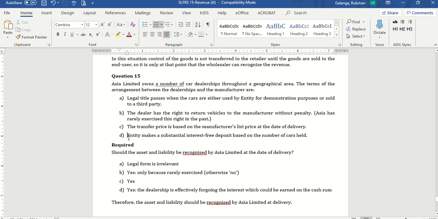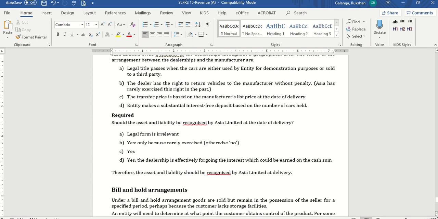Next one, the entity makes a substantial interest-free deposit based on the number of cars held. So basically you can still recognize the asset and the liabilities, because the dealership effectively gets the interest which could be earned on the cash sums, right? Through this dealership they can earn a lot. So in that case they should recognize revenue and they should recognize the asset and the liability in their financial statement, right? So that is the consignment goods.